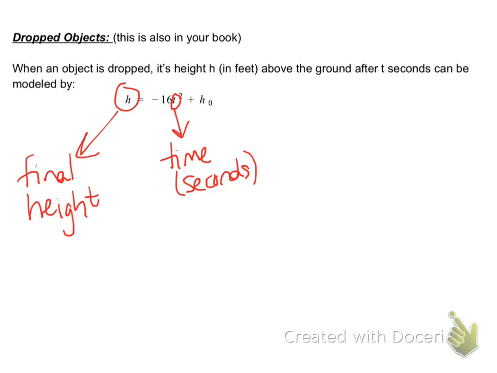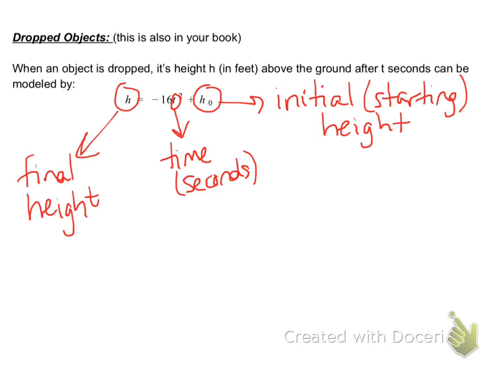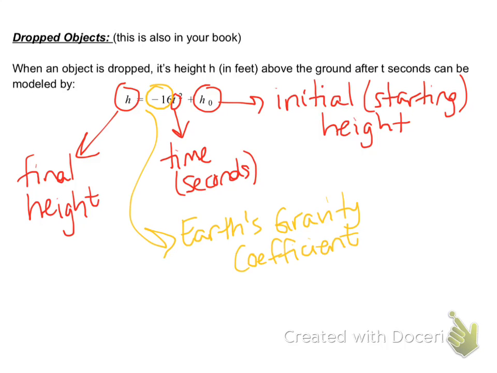T is going to be your time, and it's going to be in seconds. And h sub 0 is how that's read, is the initial or the starting height of an object. And just so you know that the negative 16 is Earth's gravity coefficient, so that's going to be a constant that's always going to be there. It's going to be a different number if we happen to be dealing with meters per second.